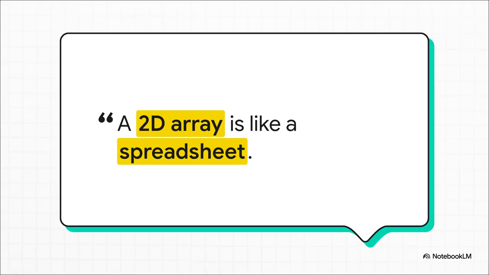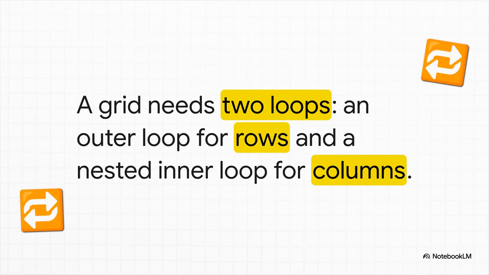And honestly, this is the perfect analogy. Just think of a 2D array exactly like a spreadsheet, right? To find any single cell in a spreadsheet, you need 2 pieces of info, the row number and the column number. It is the exact same principle for finding data in a 2D array. So if a single list needs 1 loop to fill it, it just makes sense that a grid needs 2 loops. We use this thing called a nested loop. The outer loop takes us down the rows one by one. And for each of those rows, the inner loop zips across, filling in every column for that specific row before we move down to the next one.